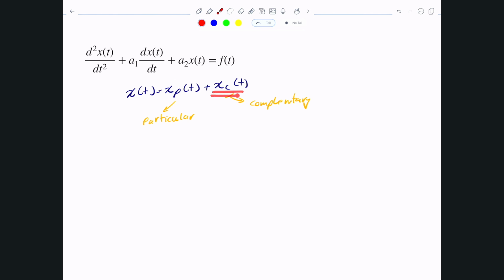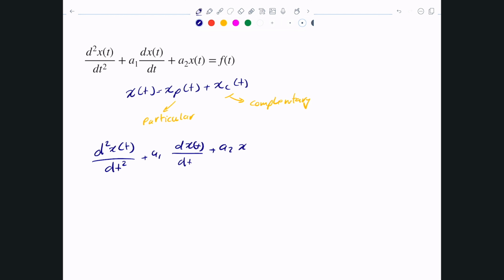However, the way we get the complementary solution is simply by taking a differential equation based on the original. It's almost the same as the original second-order differential equation. The only difference is the following: instead of having a forcing function, it has a 0. So no forcing function.